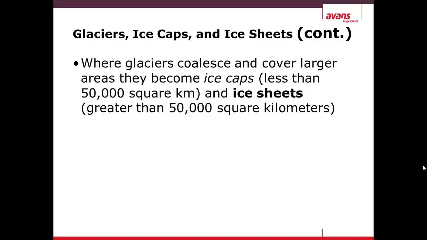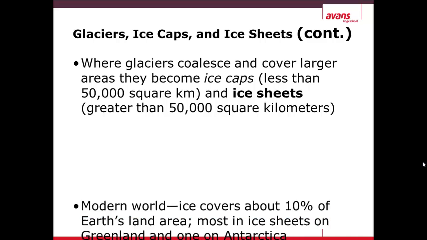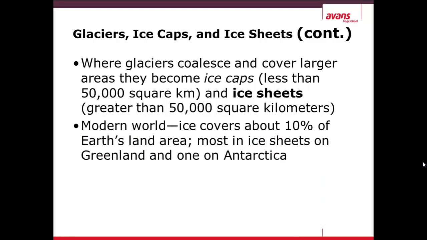Where these glaciers coalesce and cover a very large area, we call these ice caps, less than 50,000 square kilometers, and ice sheets. An ice sheet is greater than 50,000 square kilometers. In our modern era, ice covers about 10% of Earth's land area, most in ice sheets on Greenland and one on Antarctica.